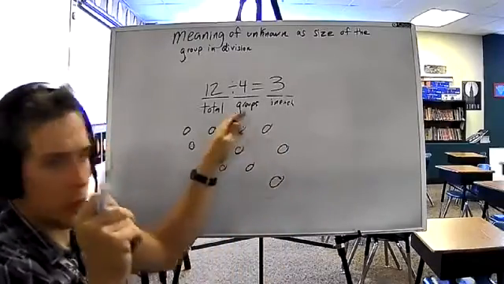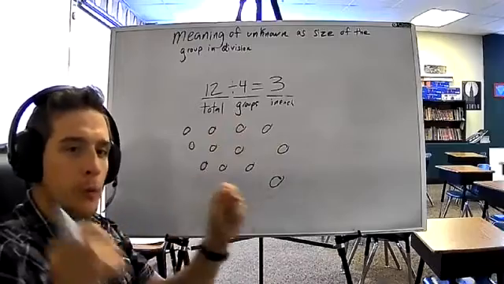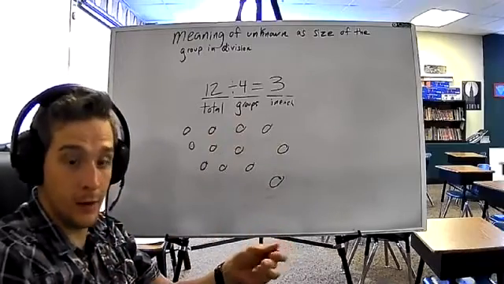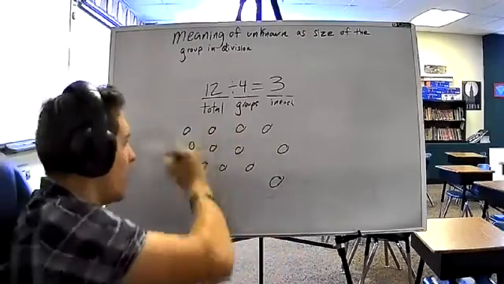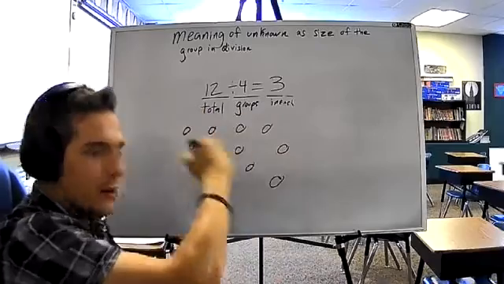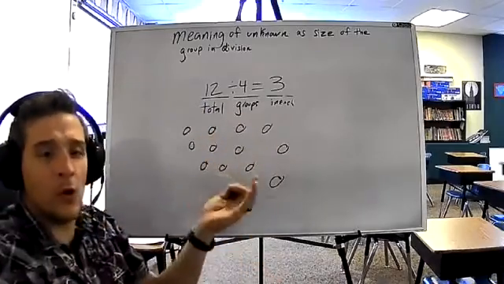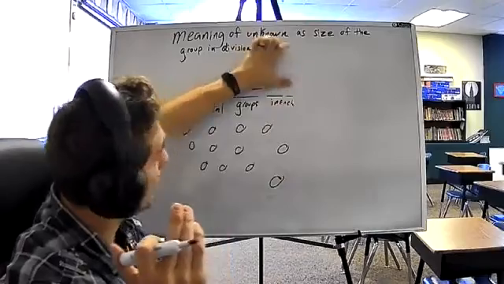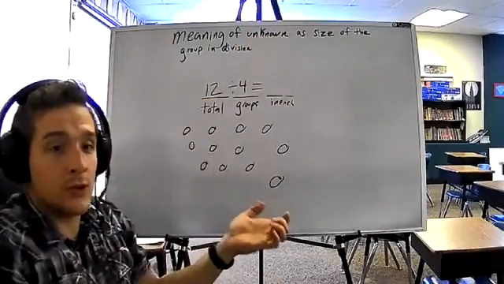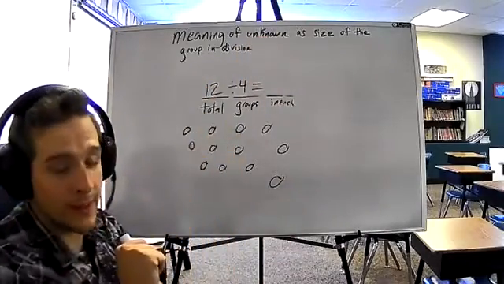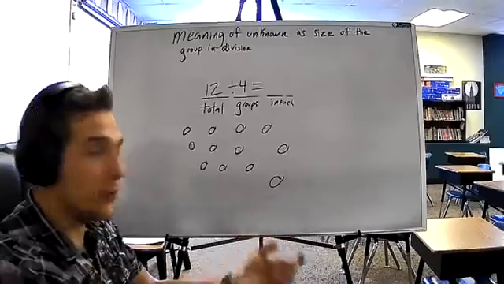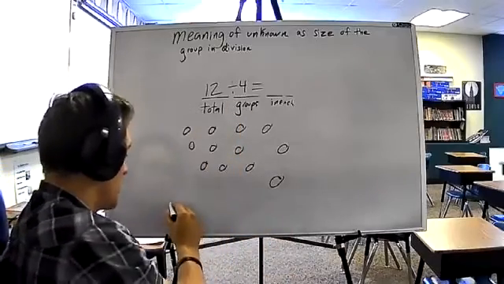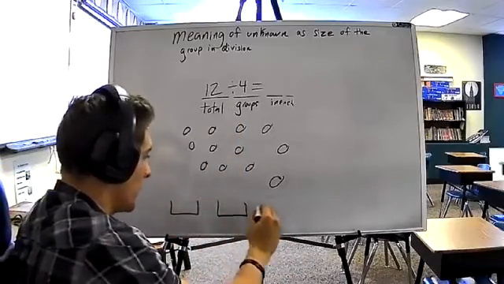Now, if the 4 represents how many groups I have, I need to make 4 groups. I can't just circle things around these, because if I don't know how many are in each group, which is what we're getting to, you don't know the answer is 3. So you can't just circle 3. What I know is that I have 4 groups, so I'm going to make 4 little baskets here.